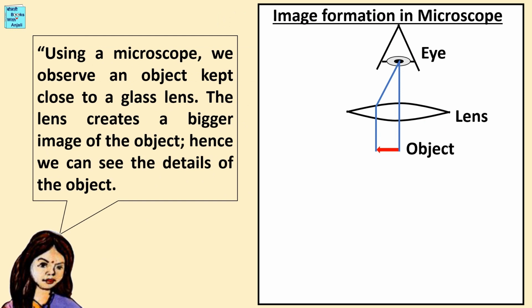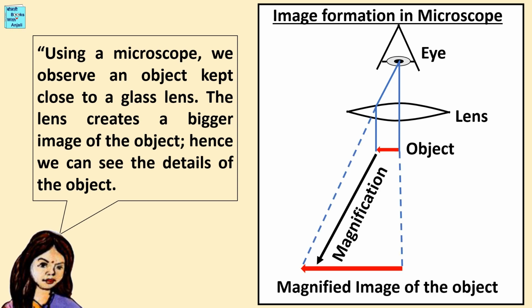Using a microscope, we observe an object kept close to a glass lens. The lens creates a bigger image of the object. Hence, we can see the details of that object. This diagram shows the image formation in a microscope. Through the eyepiece, we see not the object, but the magnified image of the object.